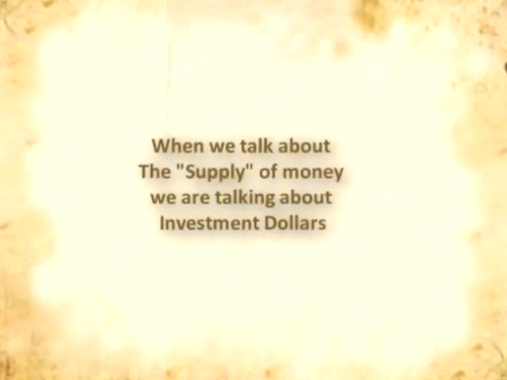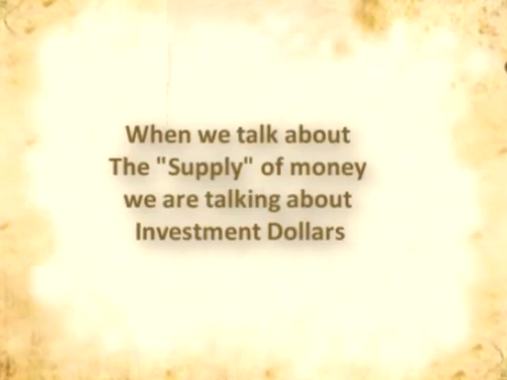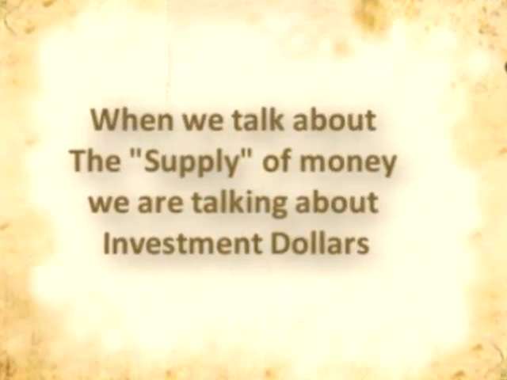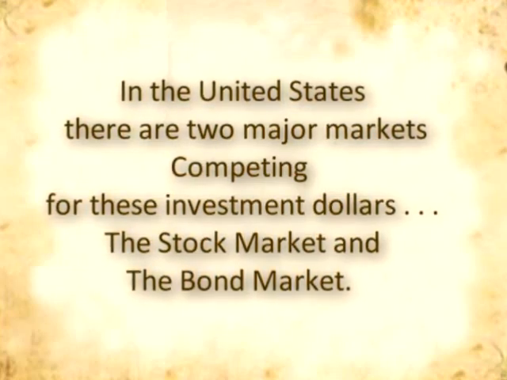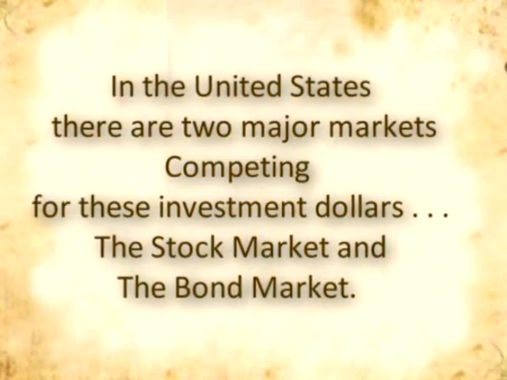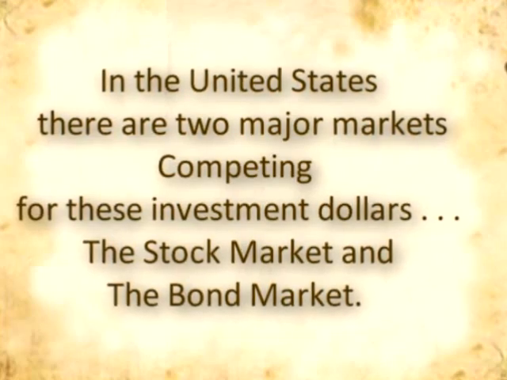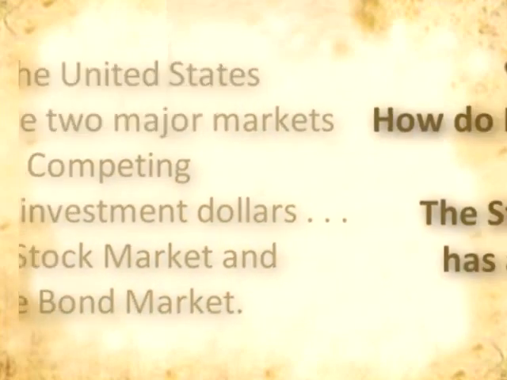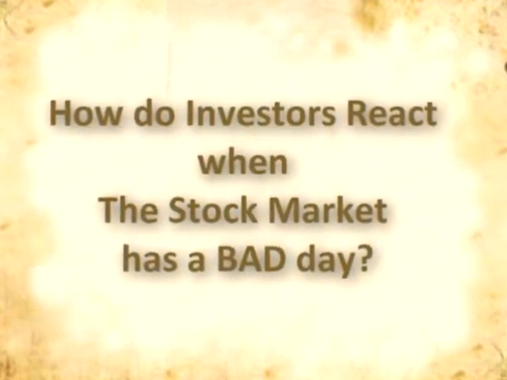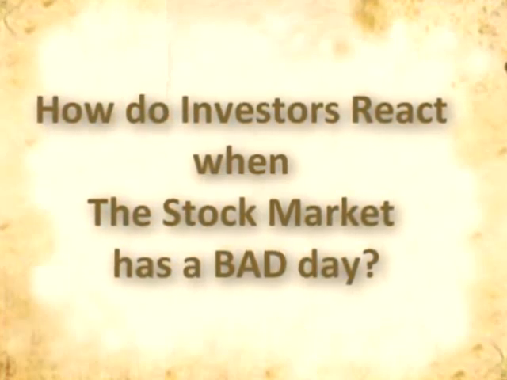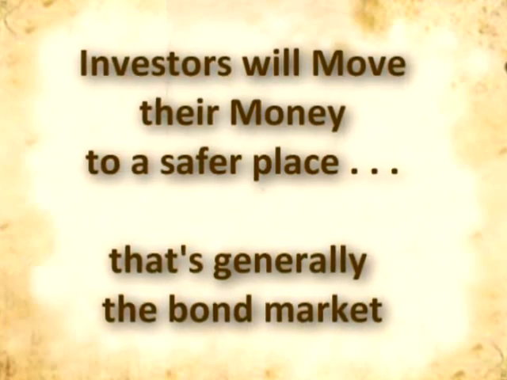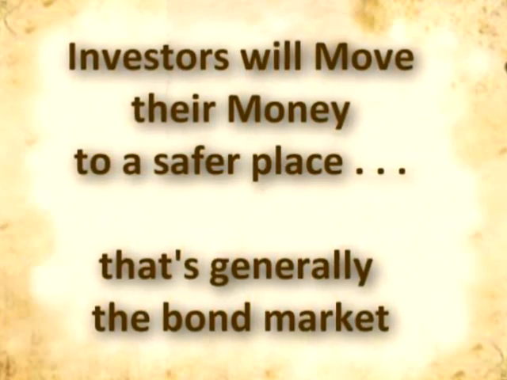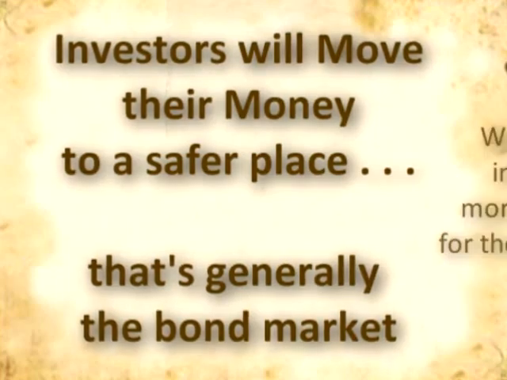When we talk about the supply of money, we are talking about investment dollars. In the United States, there are two major markets competing for these investment dollars: the stock market and the bond market. How do investors react when the stock market has a bad day? Investors will move their money to a safer place. That's generally the bond market.